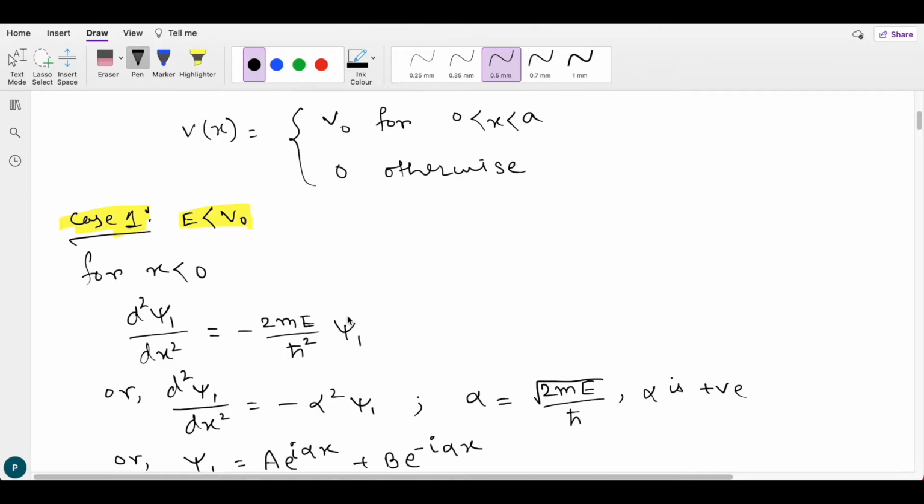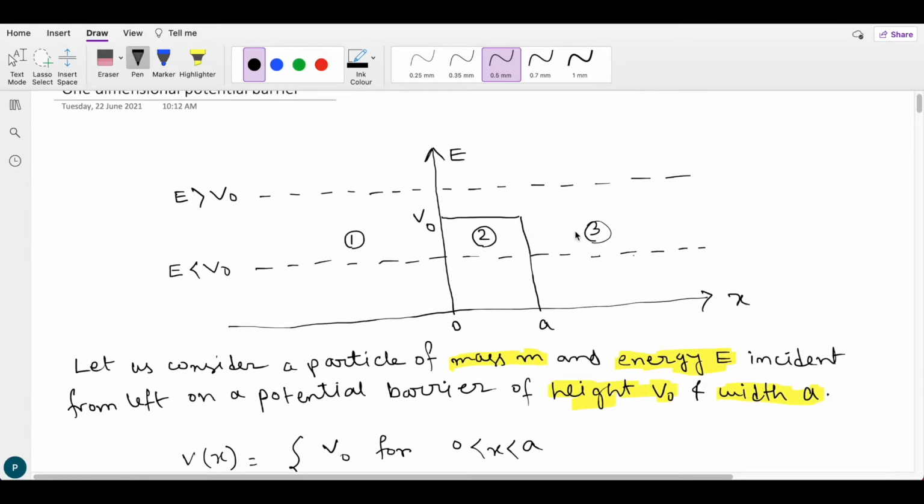So the particle doesn't have enough energy to pass through the barrier, and in classical physics it will never pass through the barrier. For x less than 0, the Schrodinger equation becomes d²ψ1/dx² equals minus 2mE/ħ² ψ1. I have divided this into three regions. This is region 1, this is 2 and this is 3, and I am defining the wave function in region 1 as ψ1, in region 2 as ψ2 and in region 3 as ψ3.